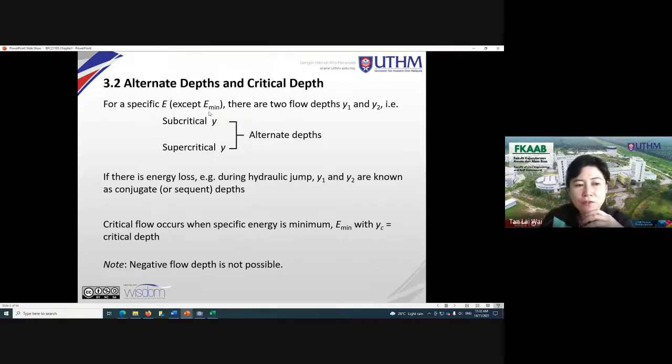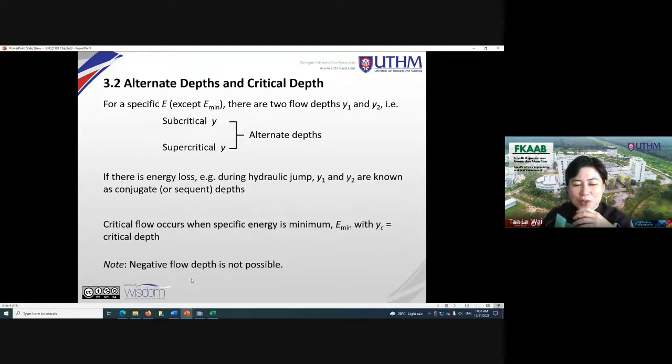Now, if it involves energy loss, for example in a hydraulic jump, these alternate depths are known as sequent or conjugate depths. It's just that the terminology is different. You'll come across these terms in reference books. Critical flow occurs when specific energy is minimum. E min is the symbol for minimum specific energy, with YC equal to the critical depth.